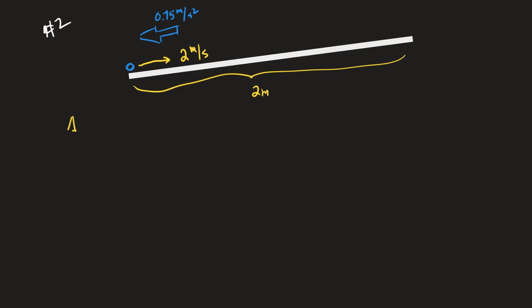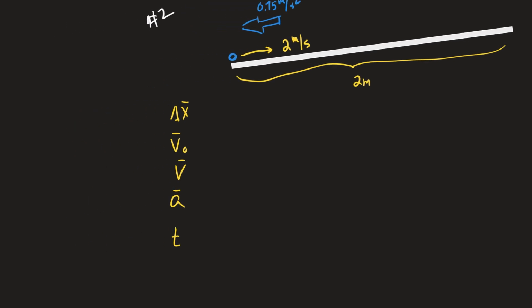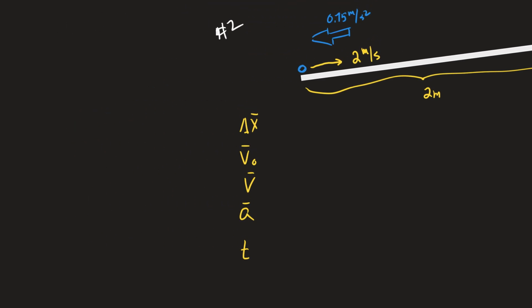The first thing I'm going to do is list out all of the kinematics variables. And I'm going to put a bar over the top of the ones that I know are vectors to remind me to take into account whether they are positive or negative. Now, as an aside, I will know that there are relationships at play as well here.